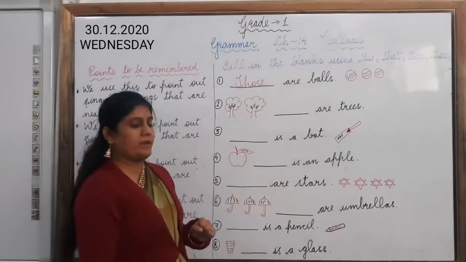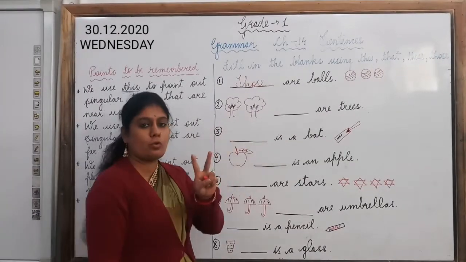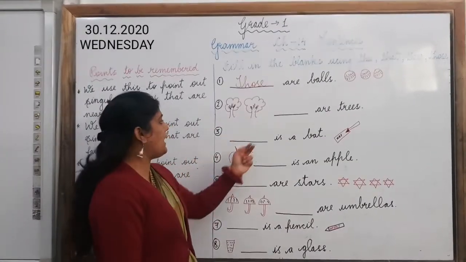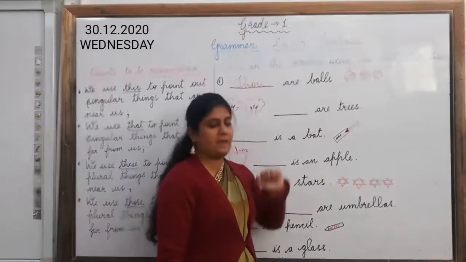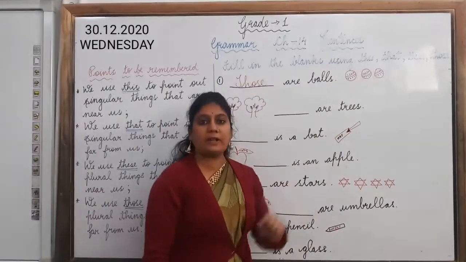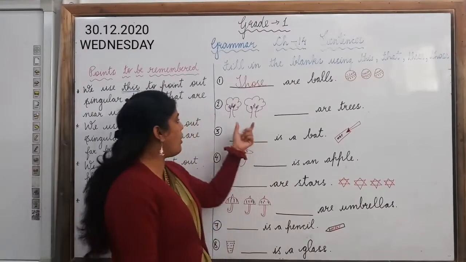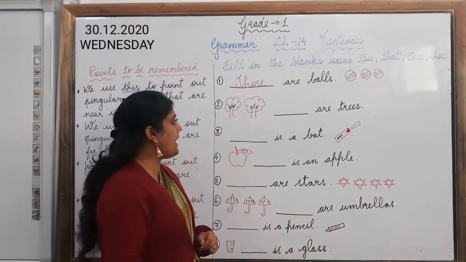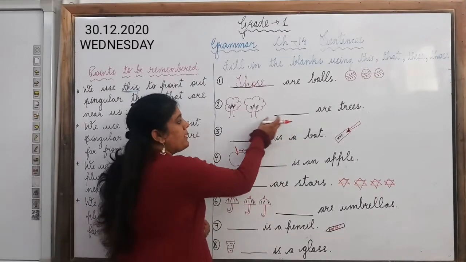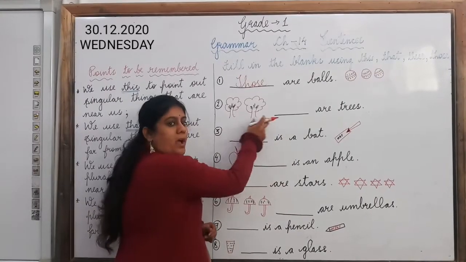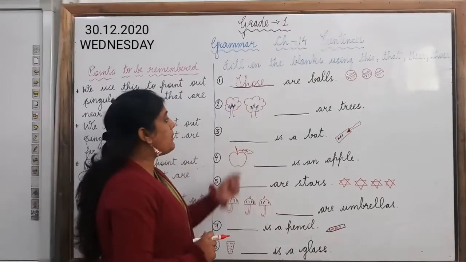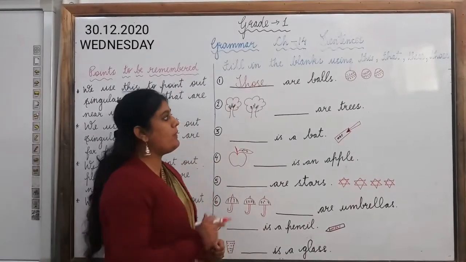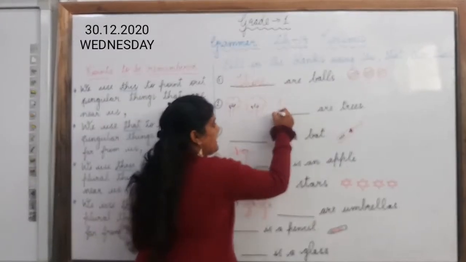Now the second question. Here you can see I have drawn two trees. Okay. Dash are trees. Now here you can see I have written trees. Why? Because there are two trees and they are plural in number. Okay. So here you can see these trees are near to the blank and they are plural in number. So we will use the word these here.